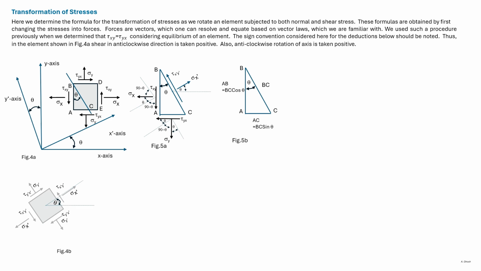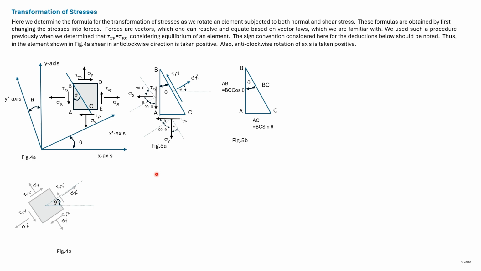Consider an element as shown here with the stresses acting on it known. Let us rotate the element by an angle theta in the counterclockwise direction. So this is the rotated element. The stresses acting on it have changed. So this normal stress is sigma x dash. The shear stress is tau x dash y dash. And this normal stress is sigma y dash. So now we'll give algebraic expressions of these new stresses.